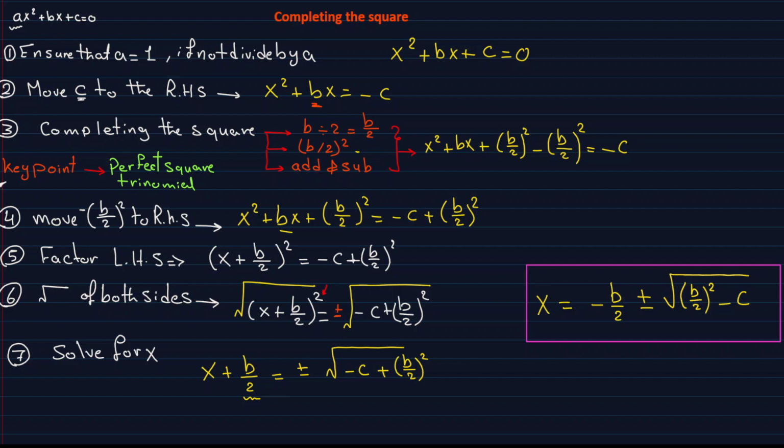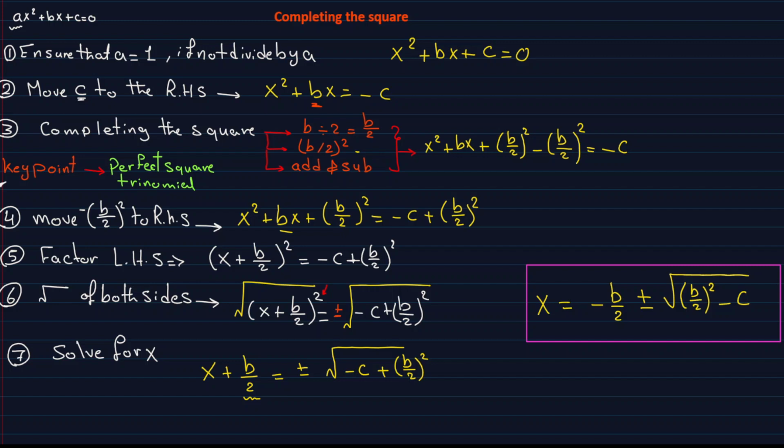And the key point from doing all of this is to have a perfect square trinomial out of only 2 terms, which is x squared plus bx. And since we add and subtract, we actually didn't change anything in the equation, we kept the balance. Then we're gonna move the negative b over 2 squared to the other side, and we're gonna combine it with the constant that we have in the equation. Next, we're gonna factorize the left hand side of the equation, and it will become a perfect square trinomial.